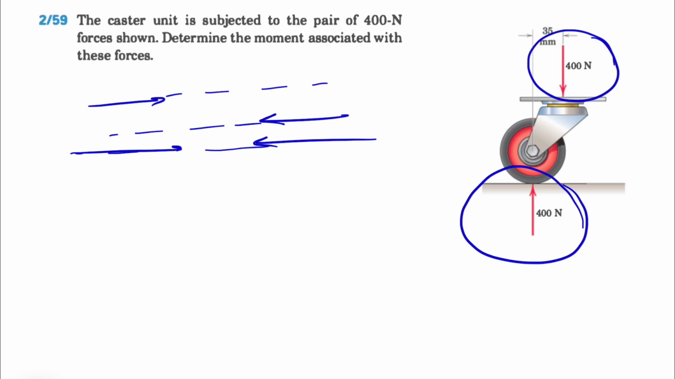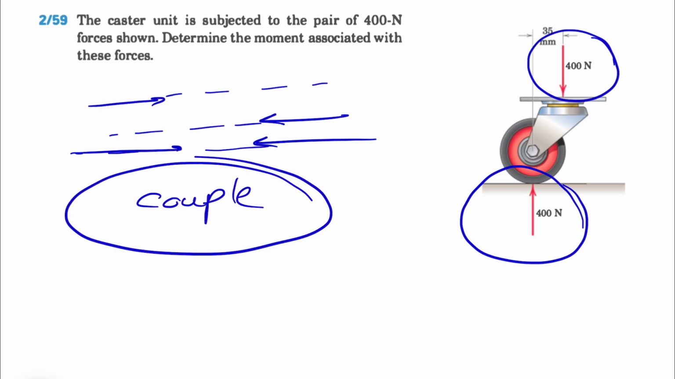And when we have these three features for two forces, we have a concept that is called a couple. So again, for the couple, we know the moment that is produced by two forces that are equal, in opposite direction, and non-collinear, we're going to make a couple. So when we have a couple, regardless of the point that we are trying to find the moment about, we will get the same moment.